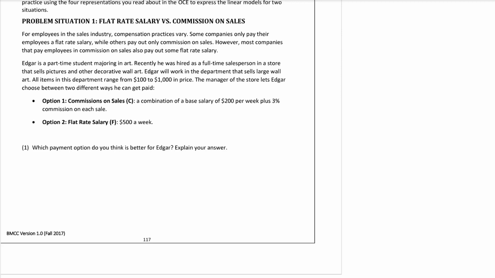Explain your answer. So look at the context of this situation and then decide what you would choose. I'll give you a moment to write your answer in a few sentences.